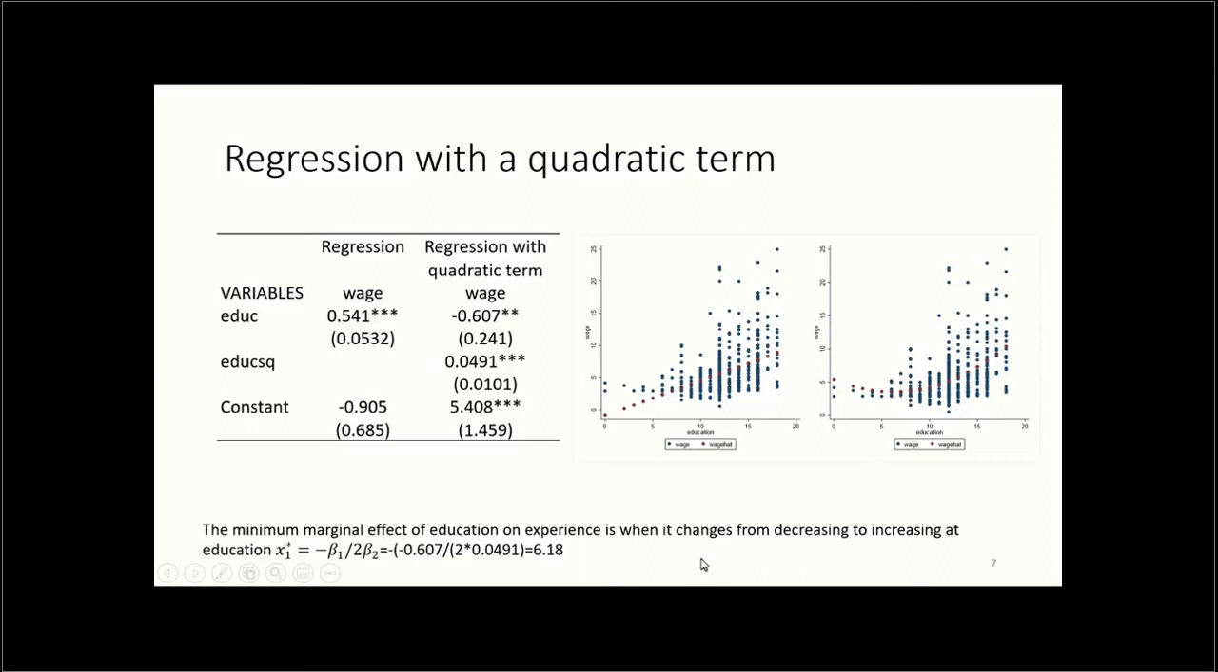To calculate it more rigorously, we would put x1 star equals minus beta 1 divided by twice beta 2. So I would pick up this coefficient right here, beta 1, and then divide by twice the beta 2 coefficient right here, and this would give 6.18. So at education of about 6 years, we would have the minimum, where the marginal effect is 0.